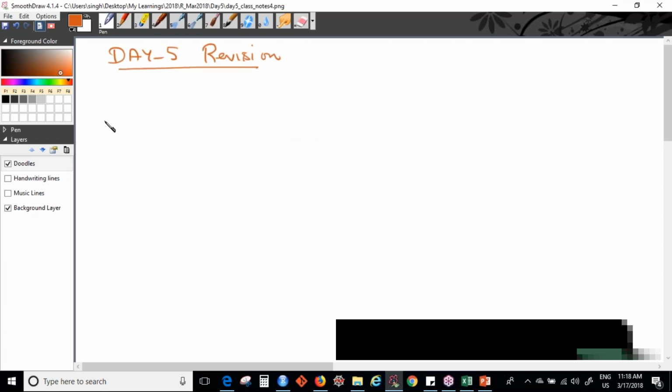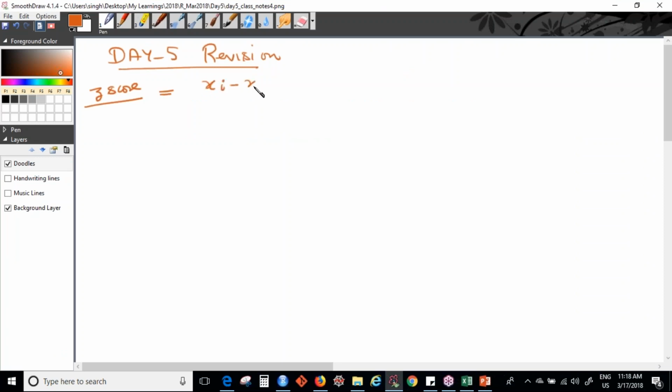Okay. So we started with something called z-score. Z-score is very simple. It calculates how many standard deviations away from the average is your current point. Okay. So if this is your normal distribution, so z-test is always with respect to a normal distribution. Okay. If it is not normal distribution, you go to a t-test.